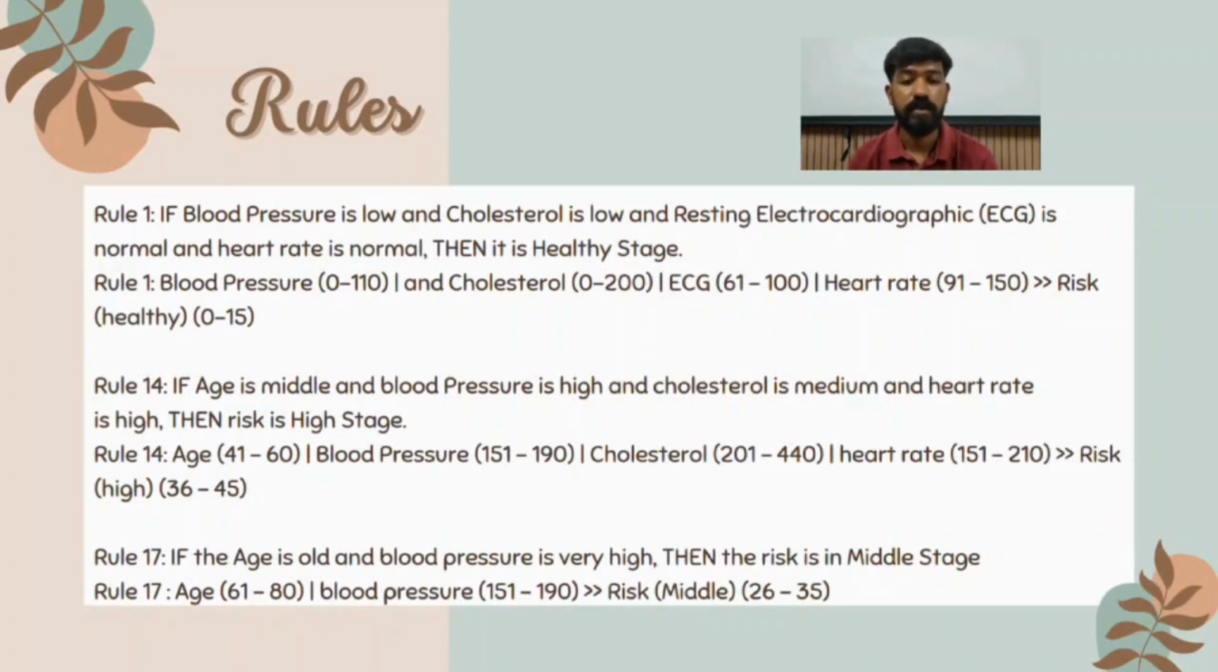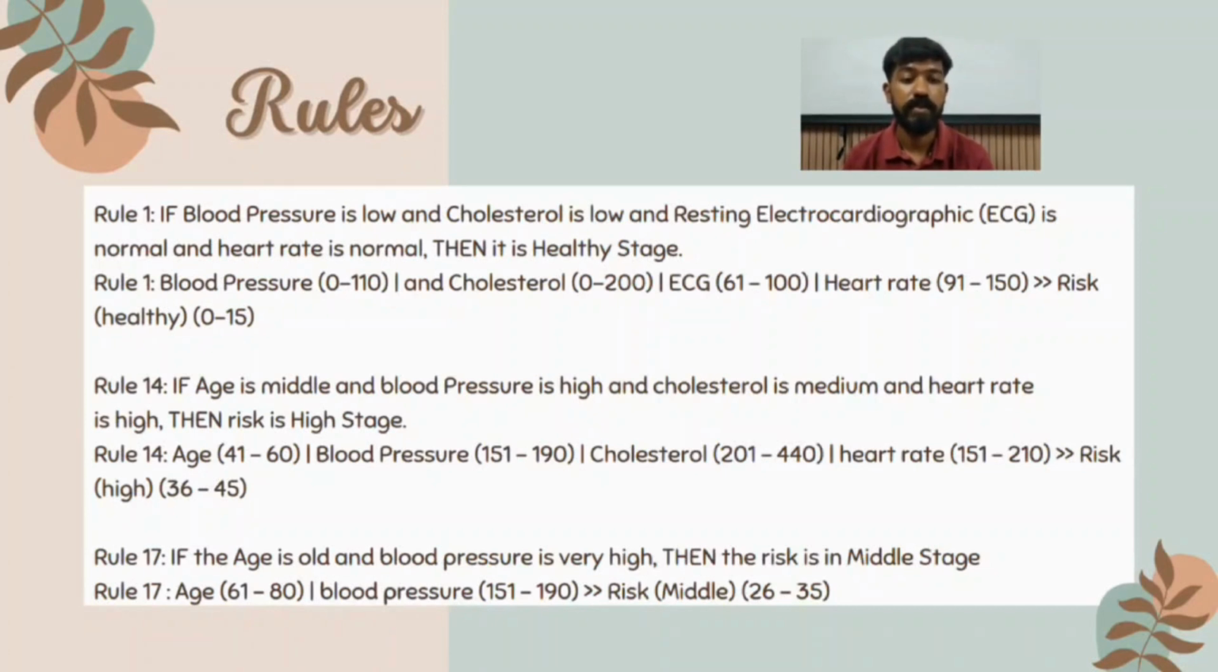So we go for the second example, rule 14. If age is middle and the blood pressure is high and cholesterol is medium and the heart rate is high, then risk is a high stage. So the age is middle, so the range will be 41 to 60, and the blood pressure is high, the range will be 151 to 190, and the cholesterol is medium, the range is 201 to 440, and the heart rate is high, so it will be a range 151 to 210. So the risk stage is high, the range will be 36 to 45.